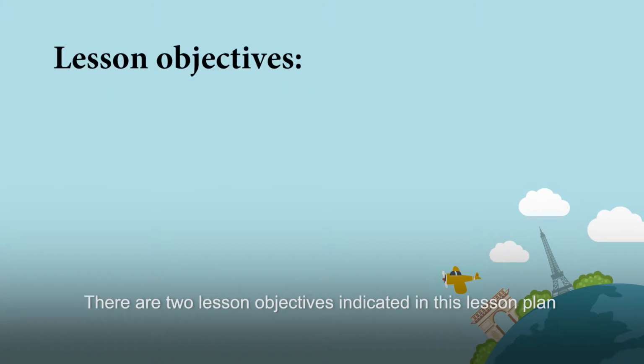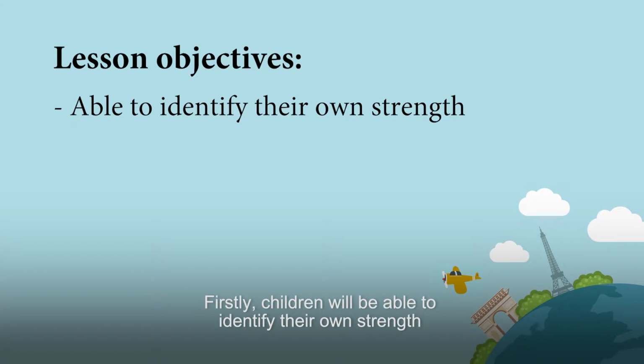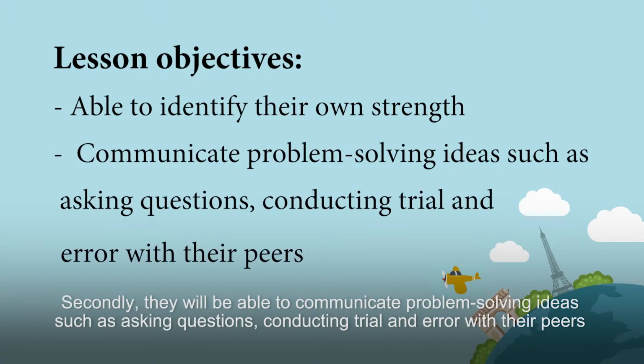There are two lesson objectives indicated in this lesson plan. Firstly, children will be able to identify their own strength. Secondly, they will be able to communicate problem-solving ideas such as asking questions and conducting trial and error with their peers.